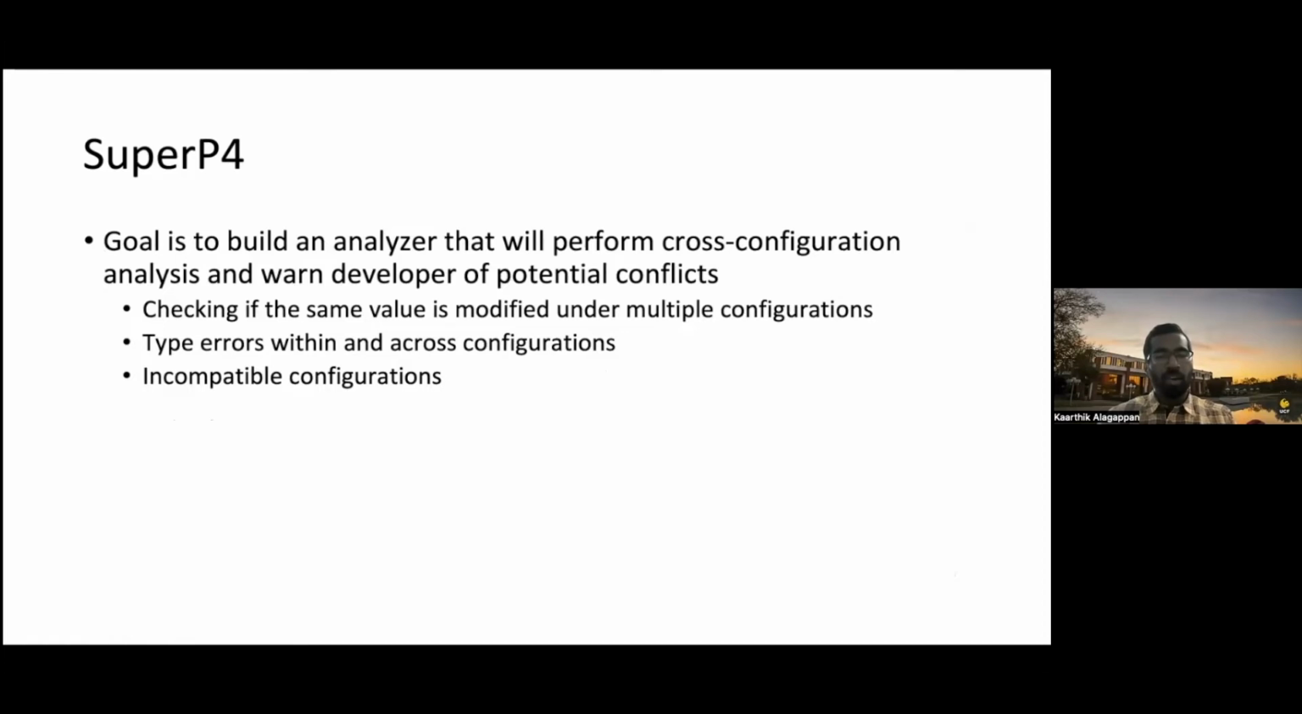And the main types of checking that we are planning to do with SuperP4 is to check if the same value is modified under multiple configurations, like the example that we saw before, and if there are any type errors between and within configurations. So let's say X is defined to be an integer, but it's used as a string in another configuration, that's a potential type error conflict between two configurations that we'll want to look at. And we also want to check if there are incompatible configurations between two different features. Those are the things that we are aiming to warn the user of.